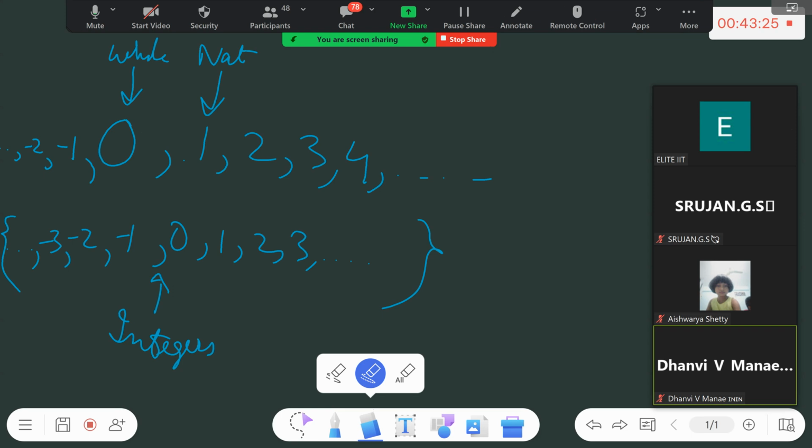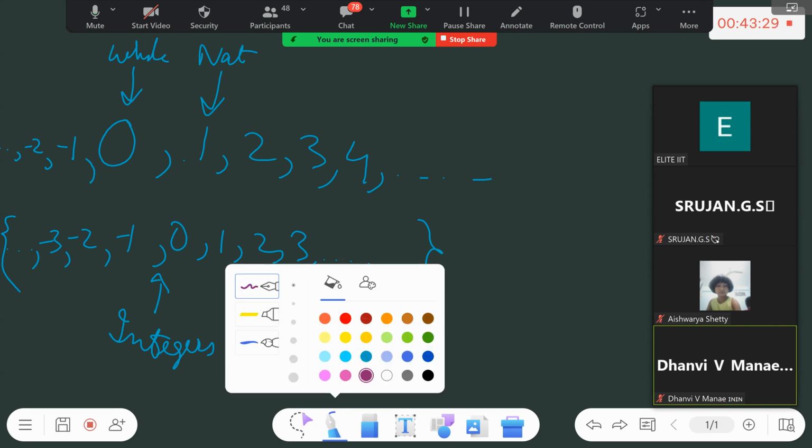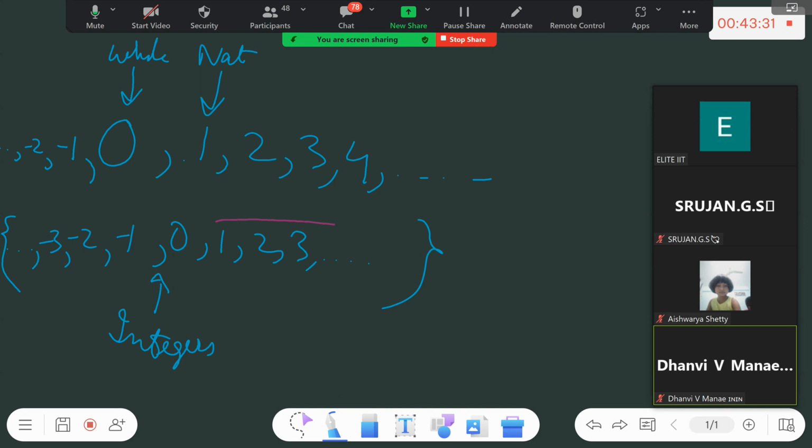Now this side, these are called positive integers. These are called negative integers. And what is 0? 0 is just 0. 0 is also an integer.